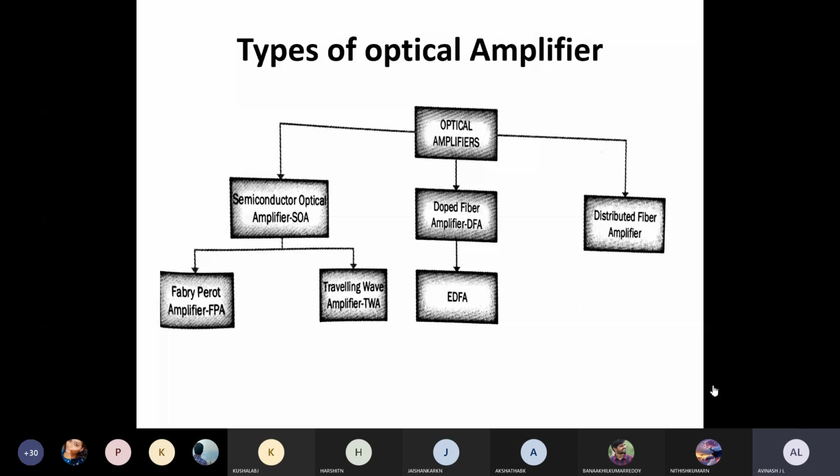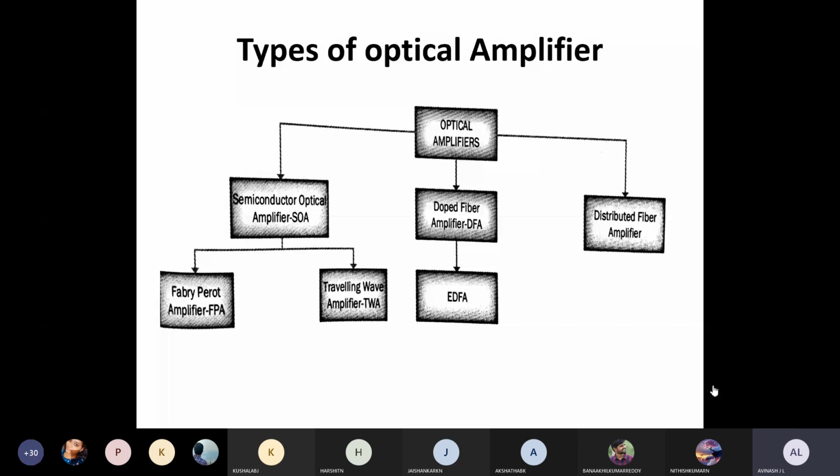When we use that Fabry-Perot cavity for generating laser light, obviously the laser light will be of high intensity. High intensity means what? Amplified signal only. So that gives the indication that if you are using the Fabry-Perot amplifier, definitely there will be a cavity, and from the cavity we get amplification. That is exactly the concept here. Is it clear to you?